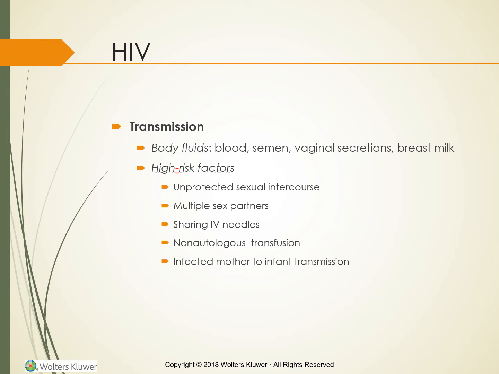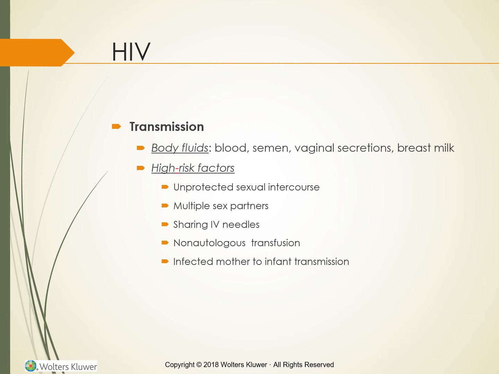Certain behaviors increase the risk of acquiring HIV from infectious body fluids. Unprotected sexual intercourse and multiple sexual partners increase the risk of HIV infection and other sexually transmitted infections. Using a condom is one of the most effective ways to reduce the risk of HIV. Condoms are available for both men and women.